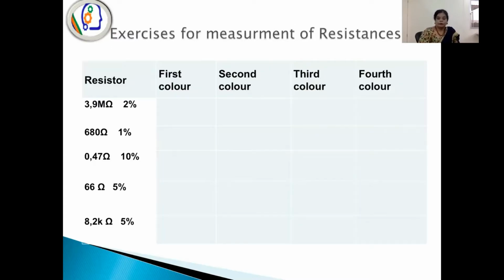I have given 2 or 3 exercises to remember how to calculate the resistance value. Suppose a 3.9 mega ohm resistance is there with 2% accuracy. You have to tell me the first color, then second color, then third color and the fourth color. In the same way, a 680 ohm resistance with 1% accuracy is there. Then you have to tell me first color, second color, third color, and fourth. So I have given you one full exercise.